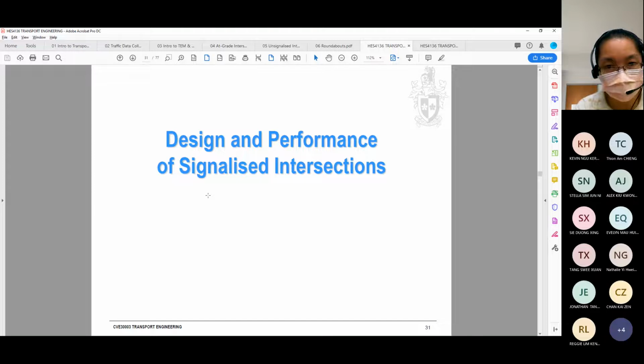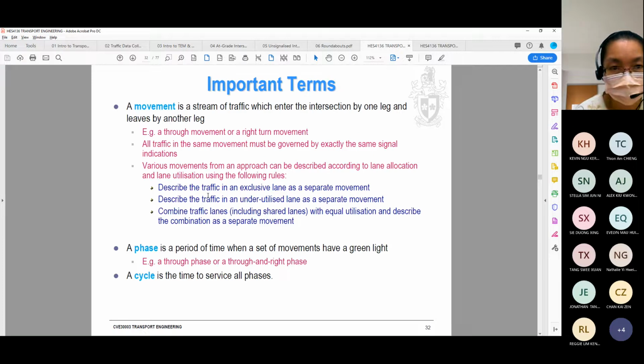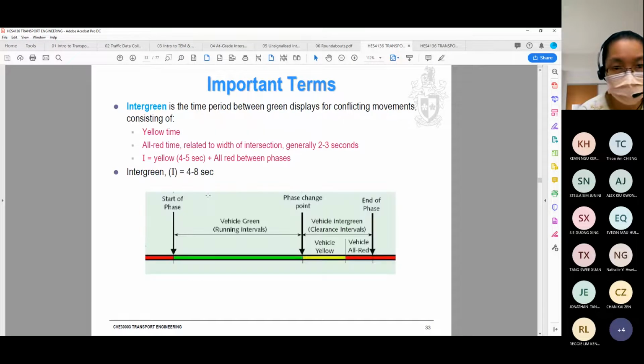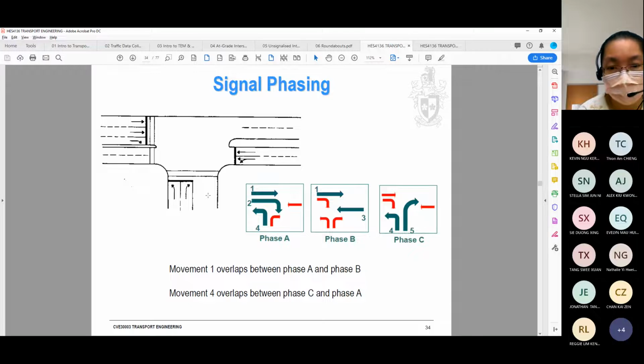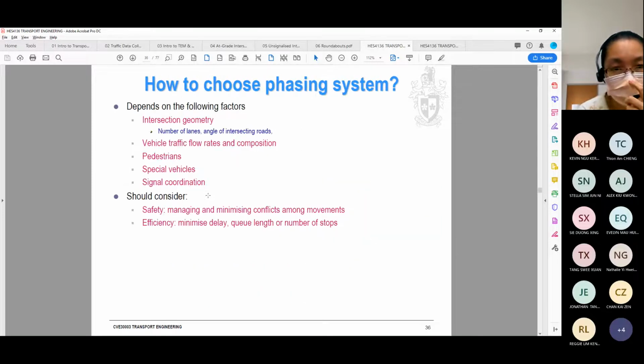Then, in terms of the performance analysis for signalized intersections, we went through some of these terms. I will not go through the terms now. We started off the analysis with signal phasing. This signal phasing would depend on a couple of things. It will depend on the intersection geometry, how many lanes we have, whether the lanes are sharing or not, and what the angle of approach is.